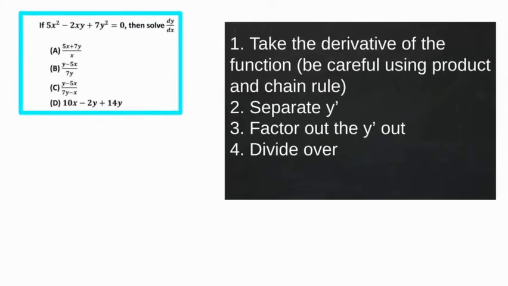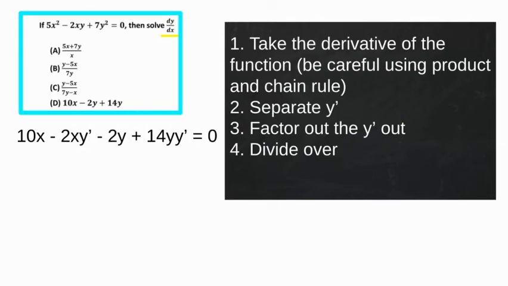So this is an example of something that you would see on an AP test as a multiple choice question. So we see that it has dy/dx, solve for dy/dx. That means that we need to take the derivative of the function. So take the derivative and we get 10x minus 2x y prime minus 2y plus 14y y prime equals 0.